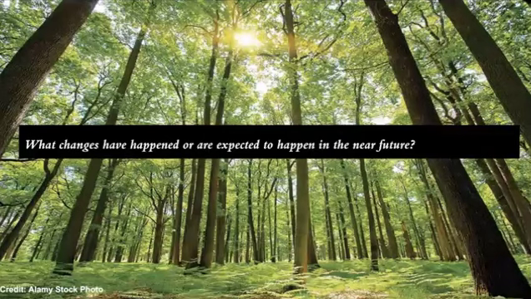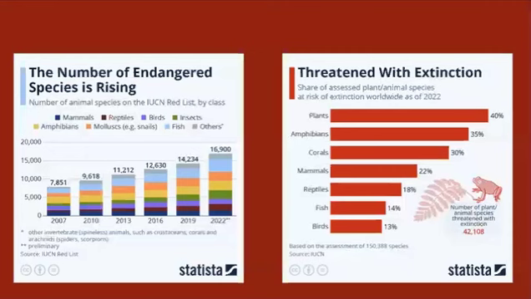What changes have happened or are expected to happen in the near future? Some changes that have already occurred and will continue to occur due to deforestation include the loss of biodiversity, climate change, soil erosion, and loss of habitat. When deforestation occurs for the purpose of agriculture, logging, and other uses, it disrupts multiple ecosystems, which in turn impacts plants, animals, and leads to the loss of habitat for countless species.